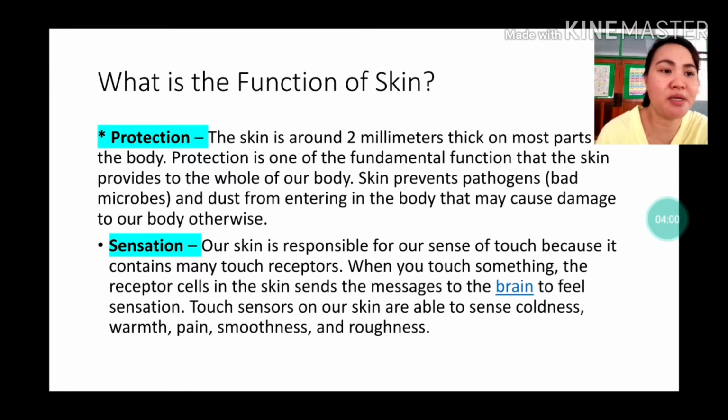Next is sensation. Our skin is responsible for our sense of touch because it contains many touch receptors. When you touch something, the receptor cells in the skin send messages to the brain to feel the sensation. Touch sensors on our skin are able to sense coldness, warmth, pain, smoothness, and roughness. Our skin can also identify if it's hot or cold.